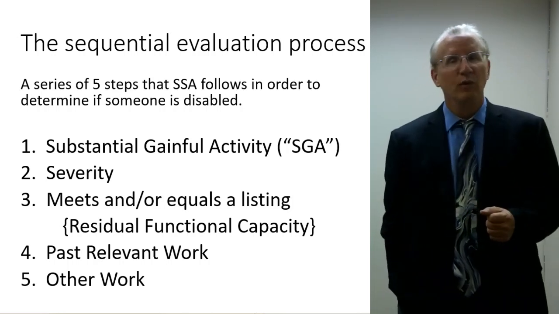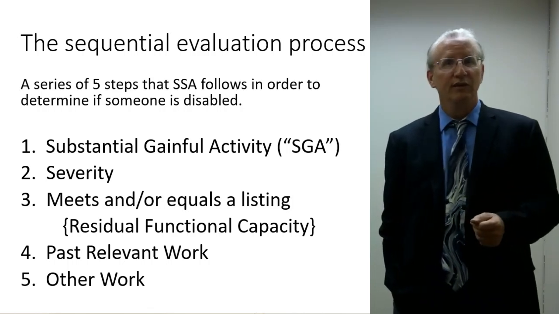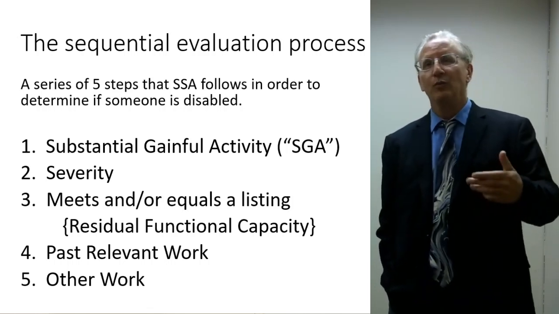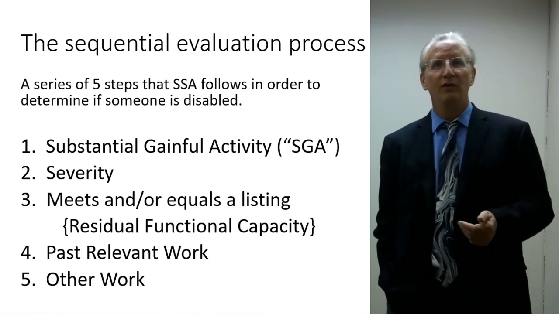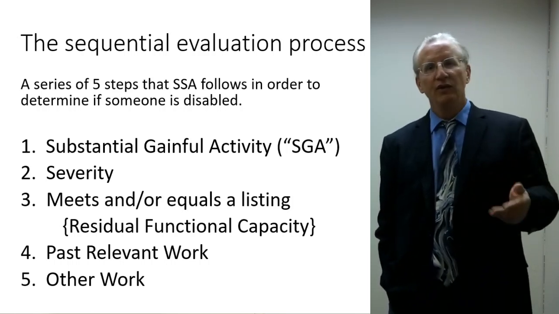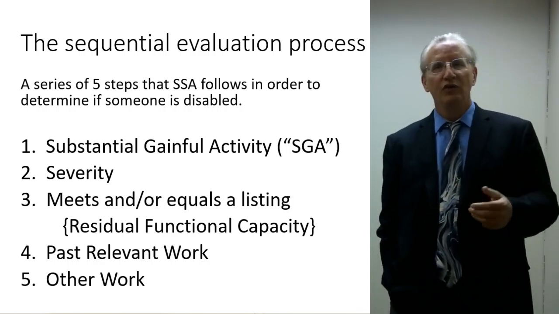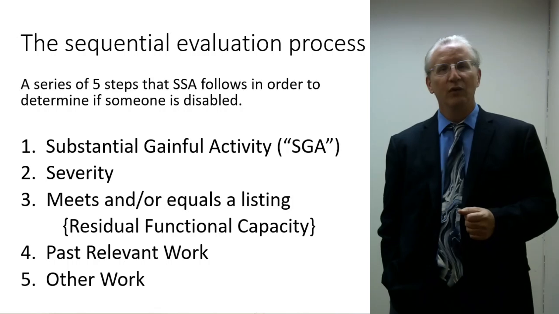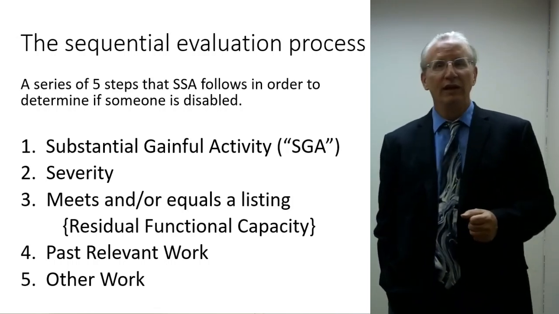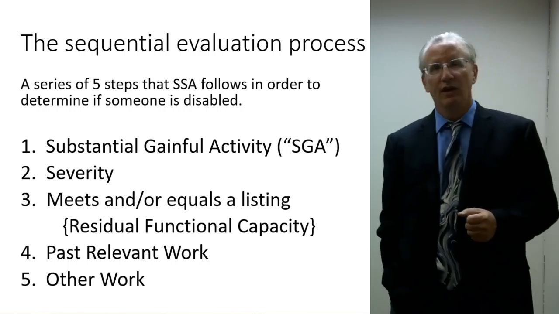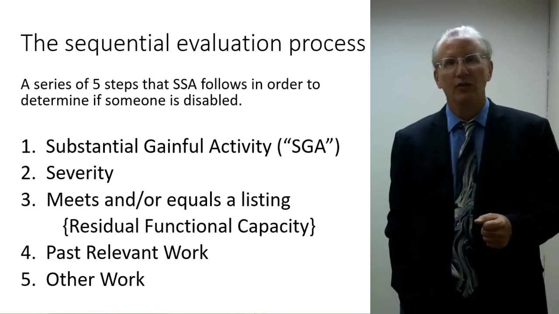Step 3 of sequential evaluation is whether or not someone actually meets or equals the severity of a listing. And if they do, then there's an absolute presumption of disability once that physical or mental criteria has been established. Now, this is a screening device for Social Security, basically to skim off the top the most significant or the most egregious physical or mental impairments. Now, there are specific medical criteria in each of the 14 listings recognized by the Commissioner, and again, that criteria will be addressed in future videos.